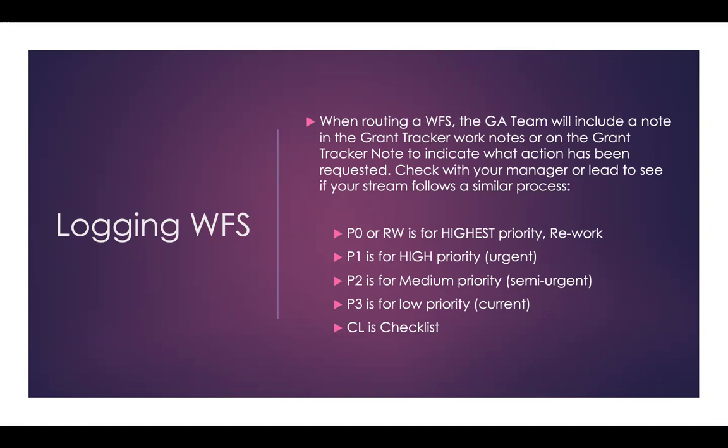You have some codes for priority and whether it's a checklist, whether a reworker is involved. Usually what we will do is we will note the workflow sheet number. It would say something like P3 workflow sheet number 3567 to reporting or something. So you can see what we did with this workflow sheet while you're looking in the Grant Tracker system.